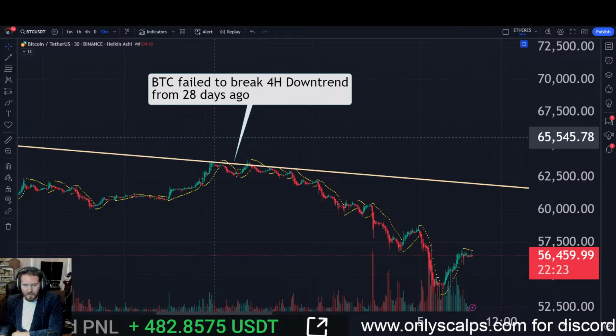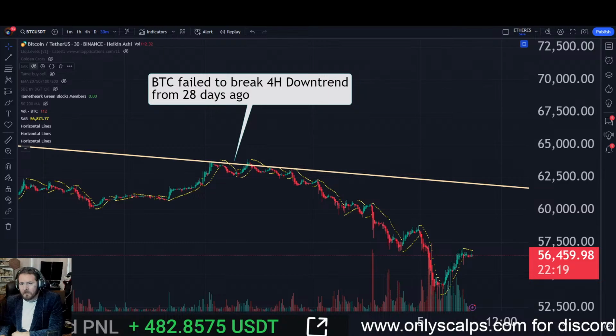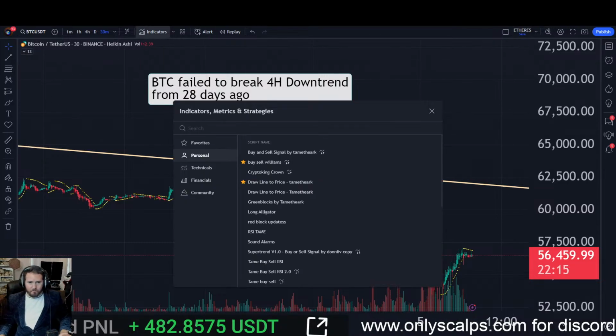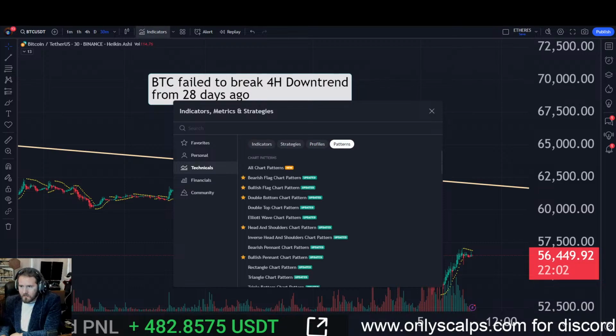So this was a bearish pattern. Let me show you a little bit of something about this as well. And I do have the chart here. This is my Ethereum chart. Let's add a chart pattern that I like. So I'm going to go to my indicators on TradingView, go to technicals, and click on patterns on the right side.